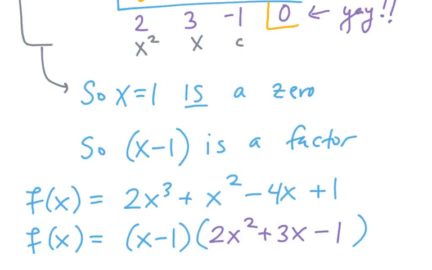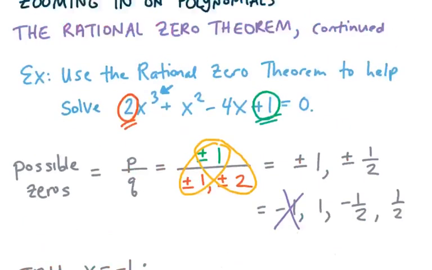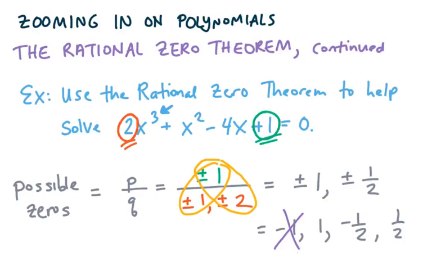Ooh, so we're making good progress. Let's go back and check out the directions for this one and see if we're done or if we still need to go a little further. So what was our goal here? Our goal was to use the rational zero theorem to help solve the polynomial equation completely. We found one solution, but there are technically 2 more solutions. So I'm going to keep rolling on the next page.